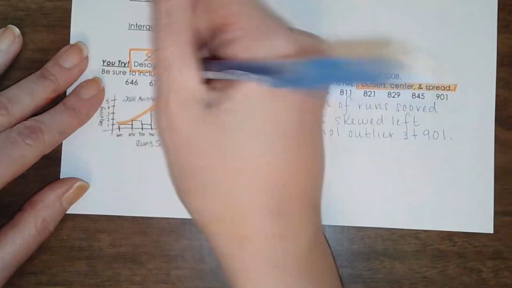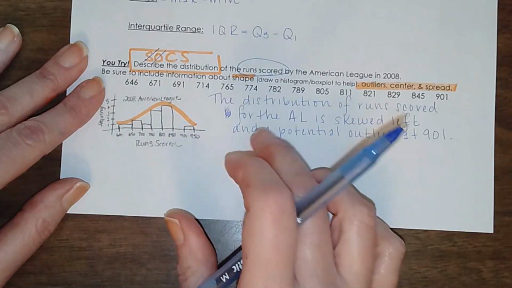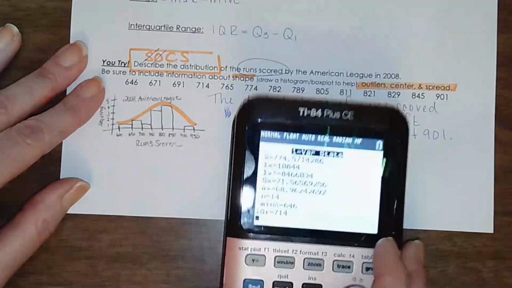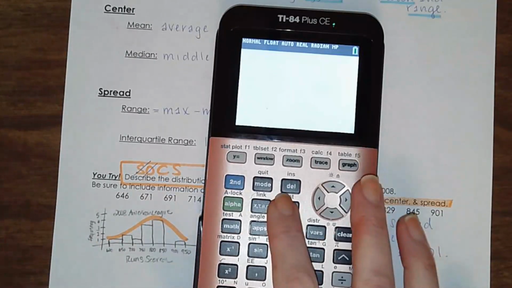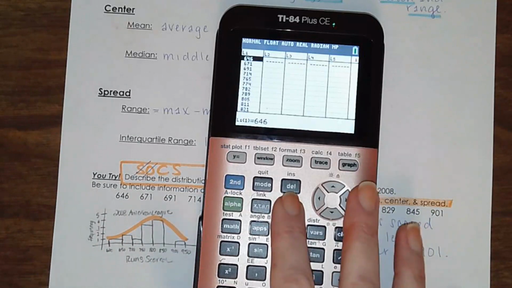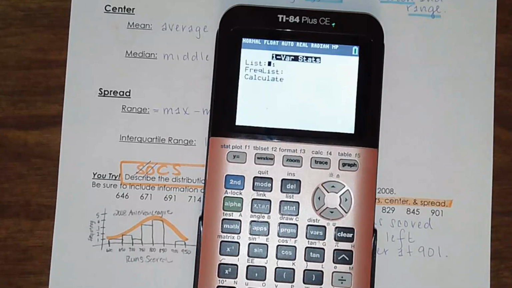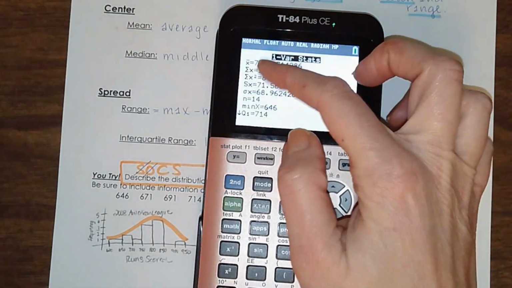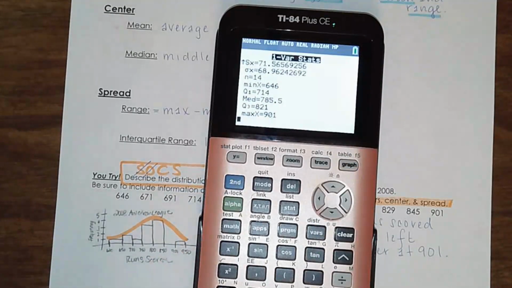Now, we've talked about outliers. C stands for center. Go ahead, take a minute, put the data in your calculator and bring up one variable statistics from yesterday. If you put the data in your list and then go to stat, arrow over to calc, number 1, enter on through. There's your stats. Remember, X bar is your mean. Scroll all the way down and you'll get your 5-number summary.